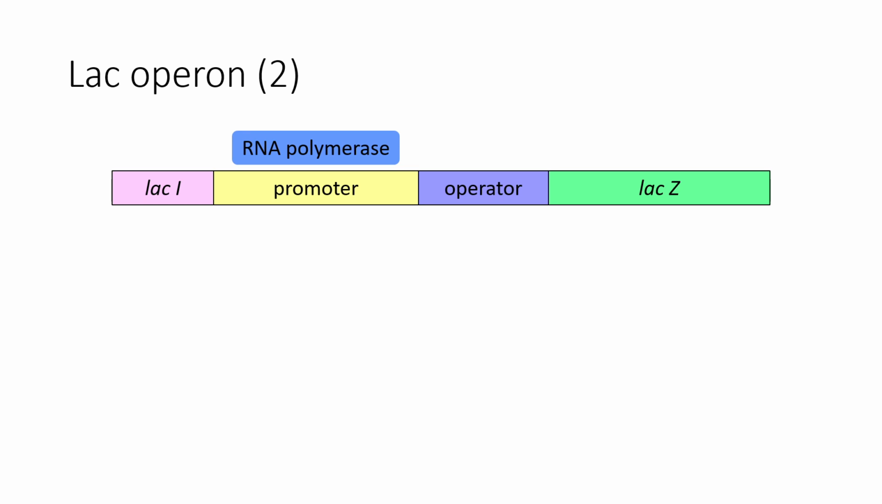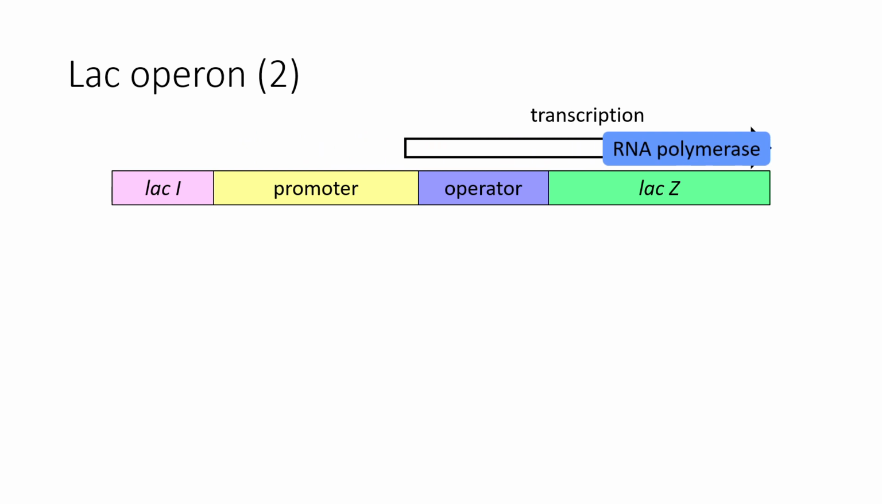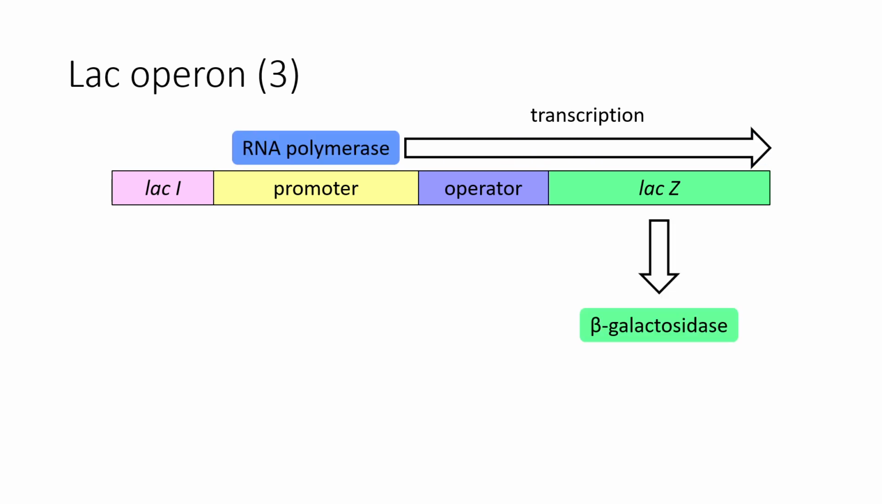So under normal conditions, what would happen is the RNA polymerase would come along and bind at the promoter region, and then it would start to transcribe RNA, going 5' to 3'. It would pass over the operator and the LAC-Z gene, and ultimately end up transcribing the LAC-Z gene into LAC-Z RNA, which then gets translated into beta-galactosidase. So that's great.